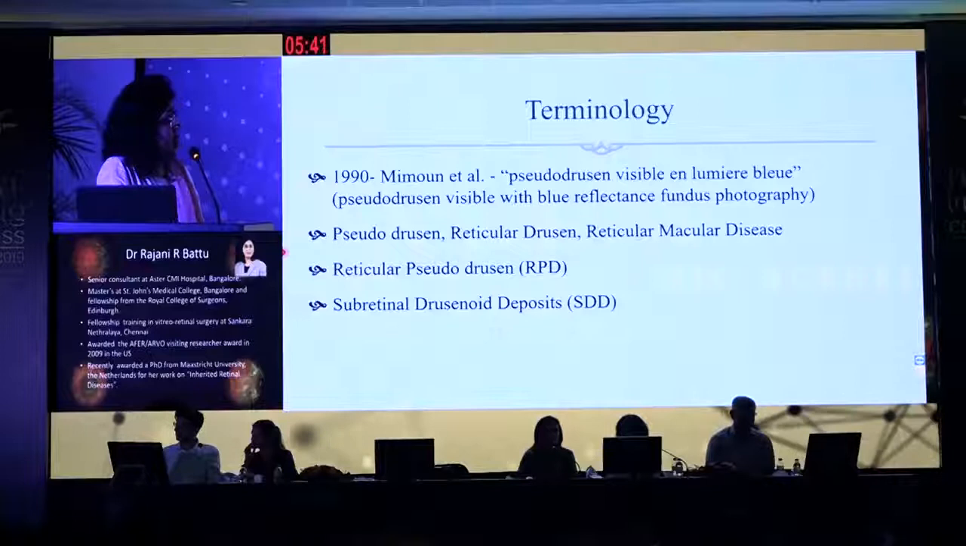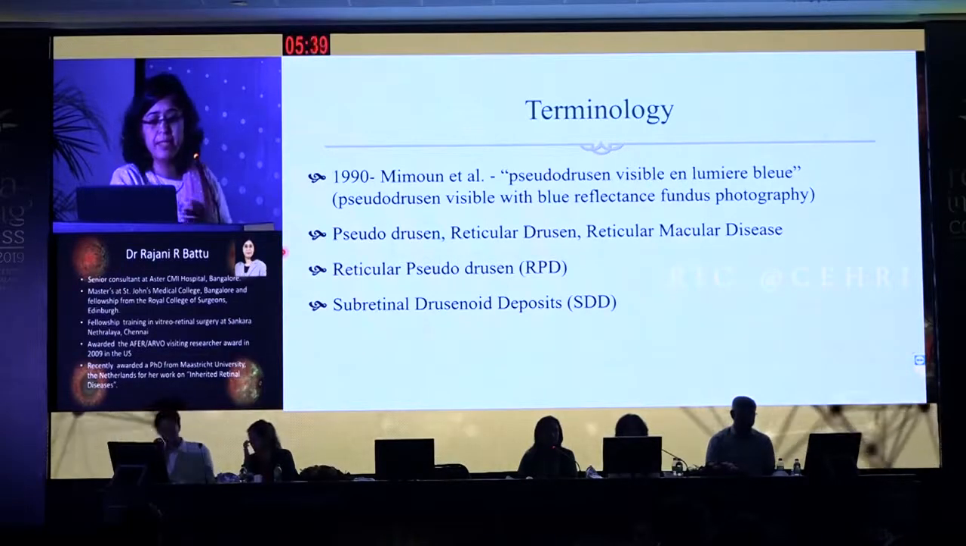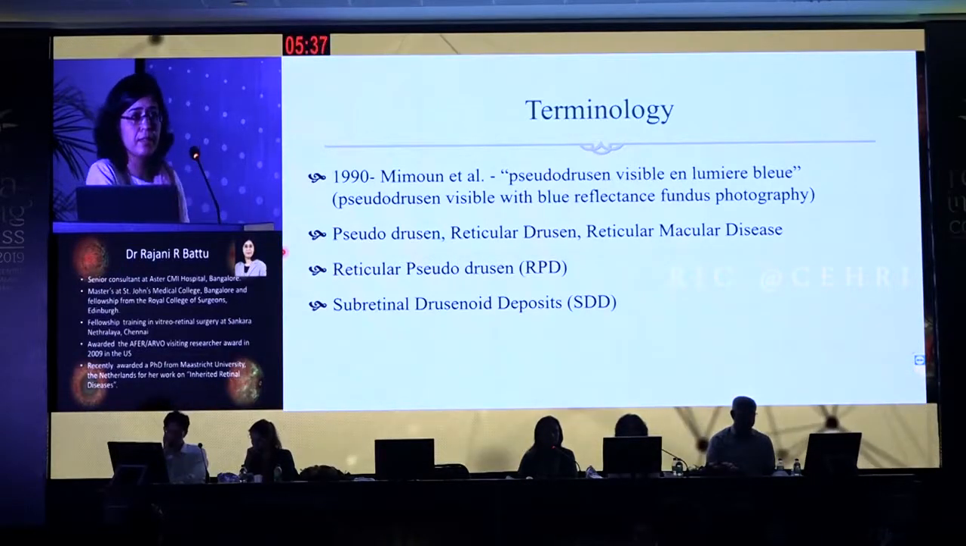Subretinal drusenoid deposition, I think there has been a lot of discussion about this since morning, including Dr. Rajiv talking about the type 3 CNVM. And so, as Dr. Sadda mentioned, this was started off as pseudodrusen that was seen better in blue light reflectance.